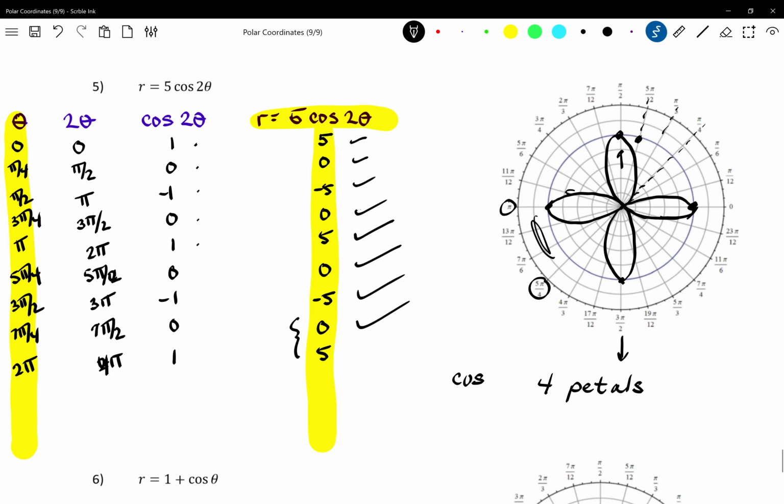So cosine 2 theta has 4 petals. Sine of 2 theta also would. Cosine and sine work in the same way; the petals would just be oriented differently. So if you have sine of n theta or cosine of n theta, where n is even, you're going to have 2n petals. So I urge you, go to Desmos, try it for 2 theta, 4 theta, 6 theta, whatever, and you'll notice that you have double as many petals.